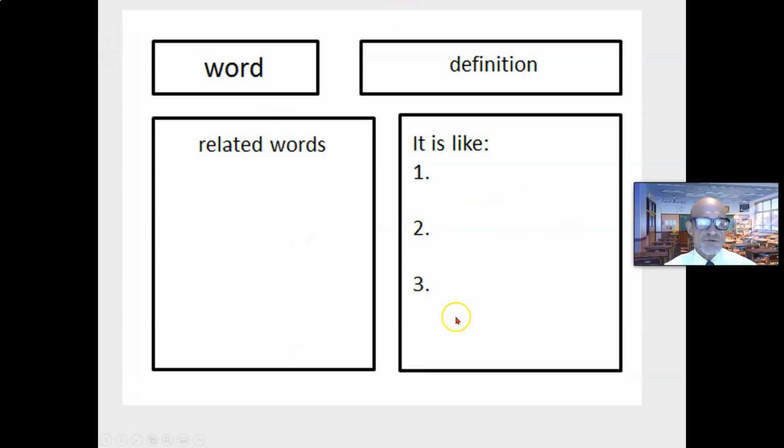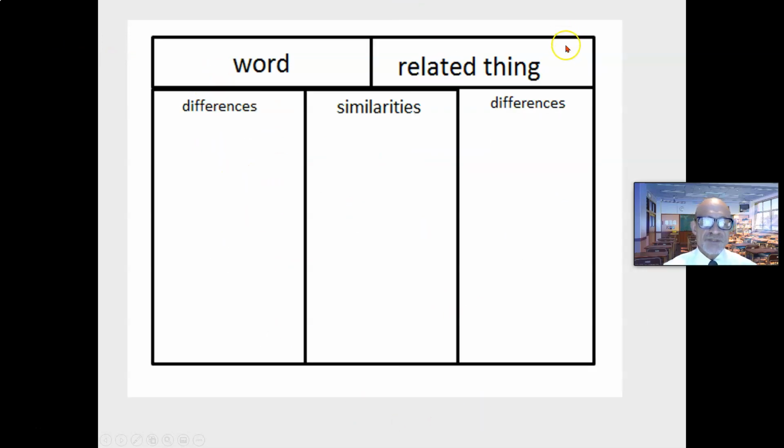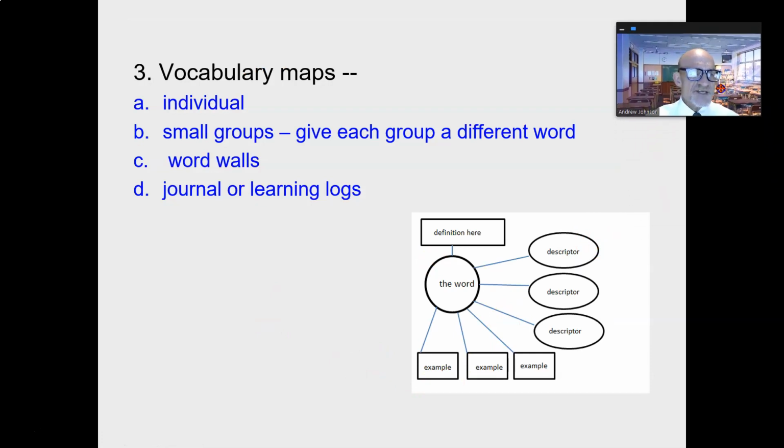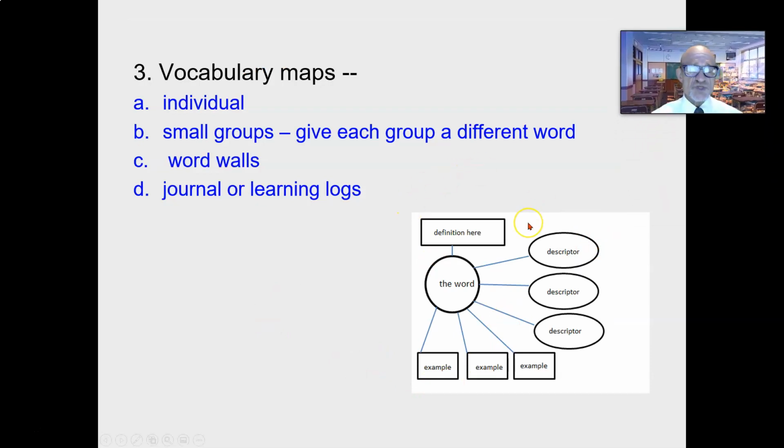Word, definition, related words, it is like. Word, related thing, similarities, differences. All right, here's a word, something that's related to the word, similarities and differences. Vocabulary maps. You can do them individually or have students do them individually in a learning log. It's a great post-reading activity or post-lesson activity, but I like small groups because the description or the conversation that goes on enhances learning. When I do it in small groups, I give each group a different word.